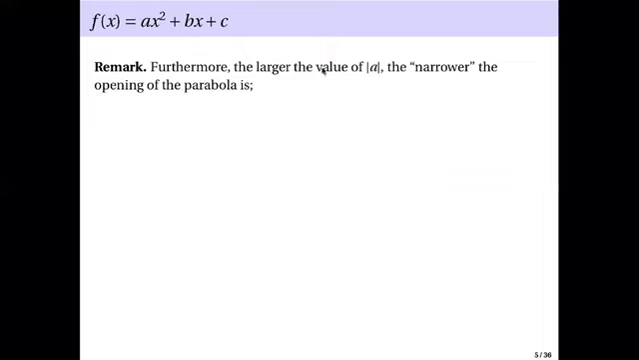Furthermore, the larger the absolute value of a, the narrower the opening of the parabola is. So if the absolute value of a is greater than 1, and as it becomes larger, the opening becomes narrower. And if the absolute value of a becomes smaller, then the wider the opening of the parabola is.